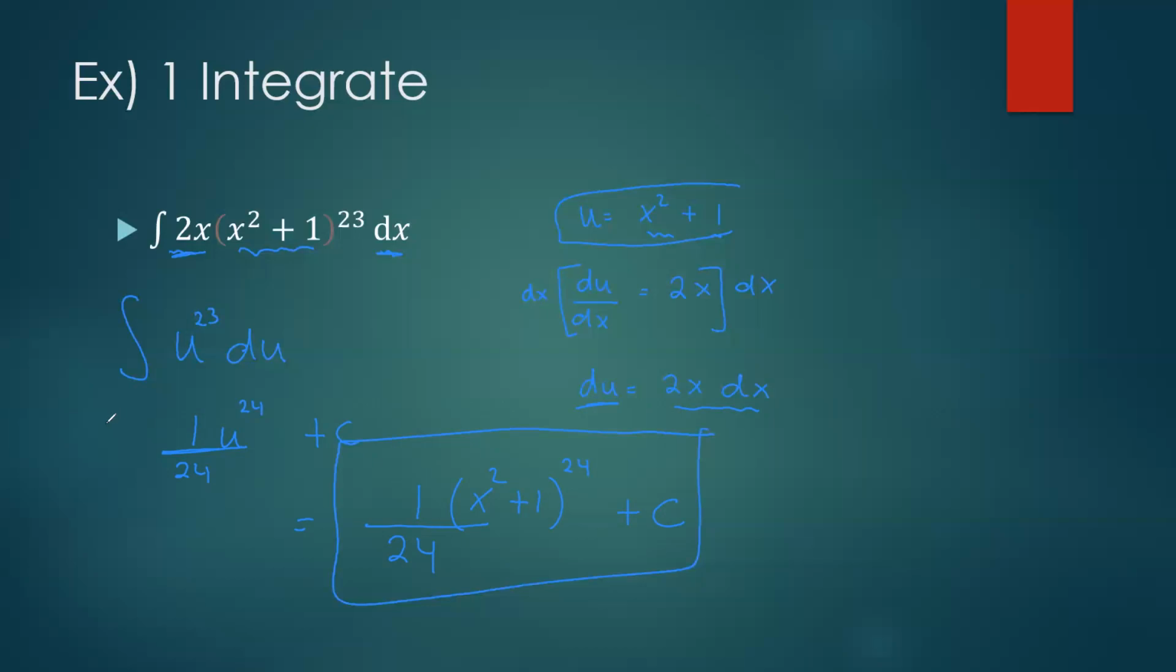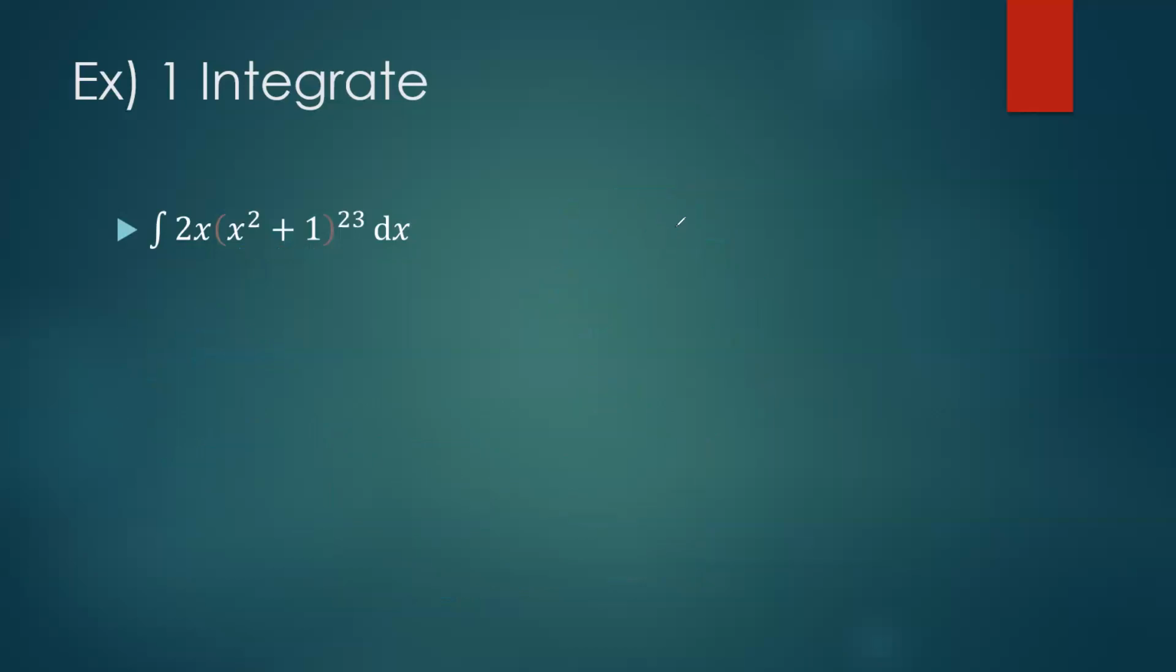Okay, let's move on to, go ahead and pause if you need to. I'm going to move on to example 2. Okay, example 2, integrate cosine cubed x times sine x dx. So first step is to figure out what is your u.